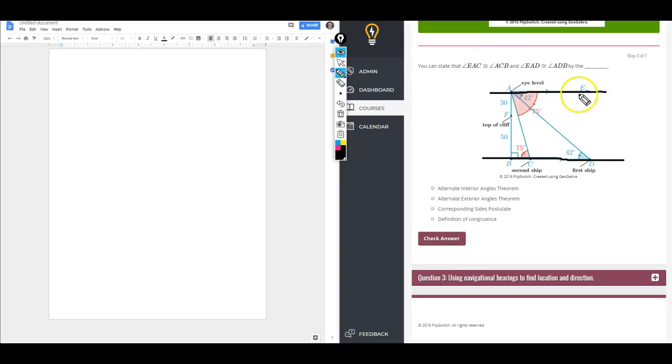So EAC is talking about this transversal. EAC right here, and they're talking about ACB, which is right here. So notice they are within the parallel lines and they are on opposite sides of that transversal. So they are alternate interior angles.